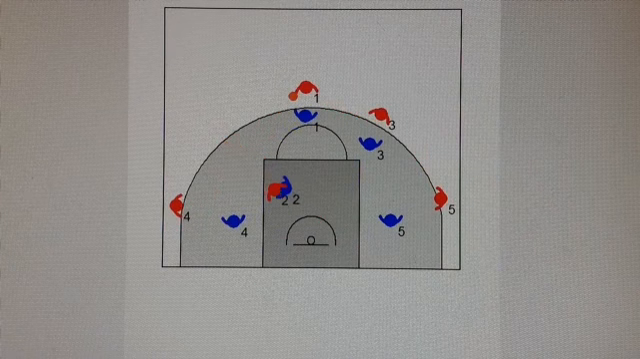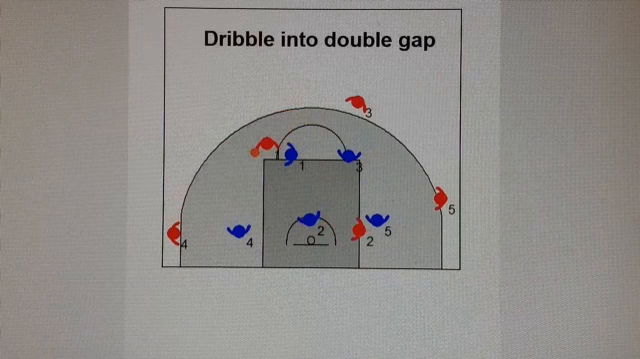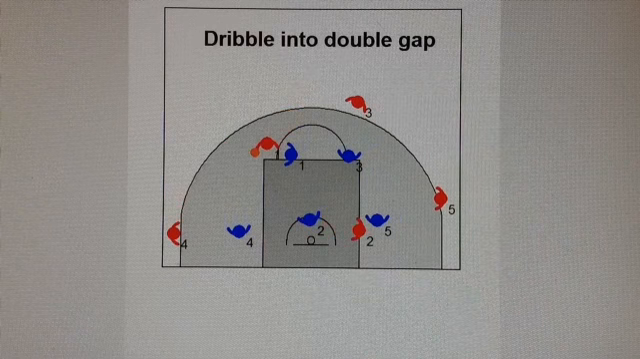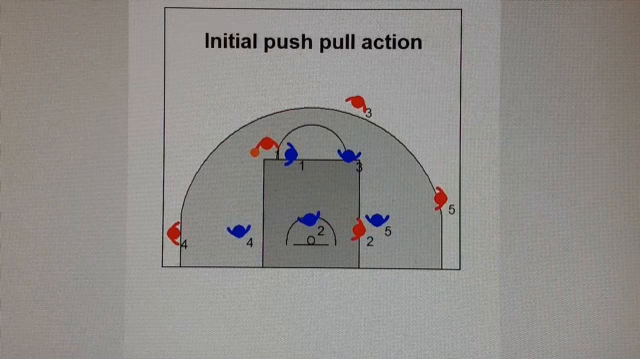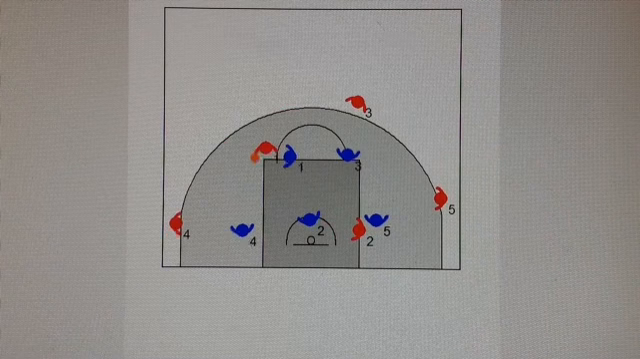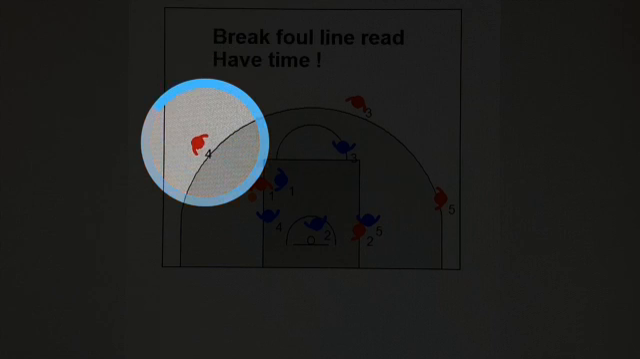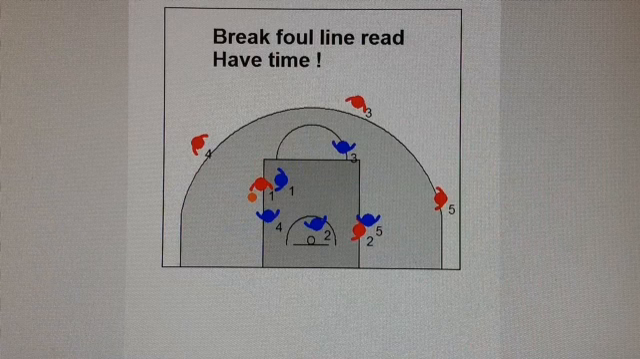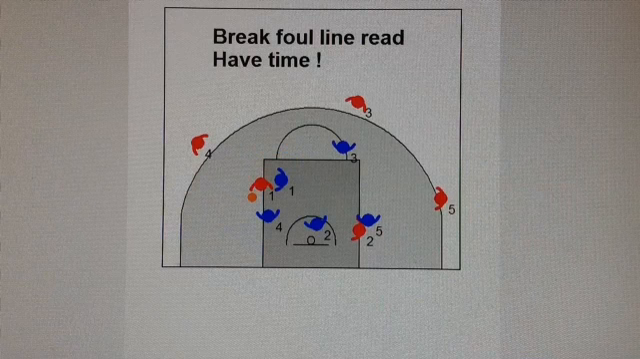Okay, so let's reset and look at the second thing. We've made our cut to make the double gap. The other thing it does is allow the ball handler to dribble into the double gap. On the first action, you can see that everybody was pushed away. They moved off the ball. They read the movement of the ball. When the ball breaks the foul line, now we're going to read what we want to do. In this case, player 4 has gone to the spot that is furthest away from her help, her defender. So she's cleared behind, and this has allowed a pass back out.